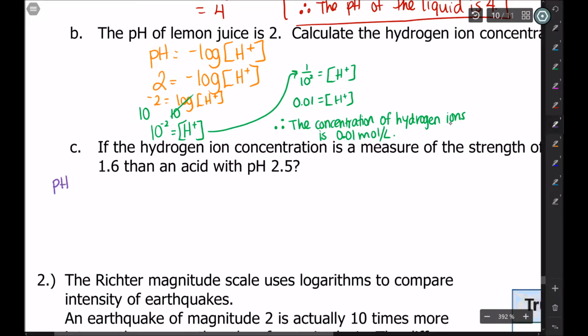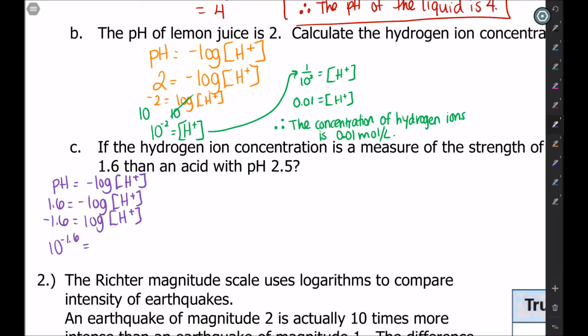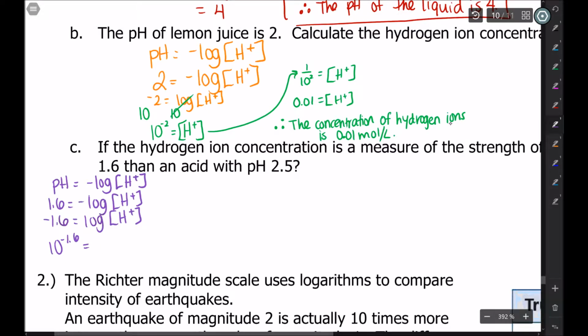So again, if pH is equal to negative log of H plus, I'm going to say 1.6 is equal to negative log of H plus. So negative 1.6 is equal to positive log of H plus. So that means 10 to the power of negative 1.6 is equal to H plus, because I'm raising 10 to the power of each piece right here, just like we did on this problem. Okay, so that's one acid.